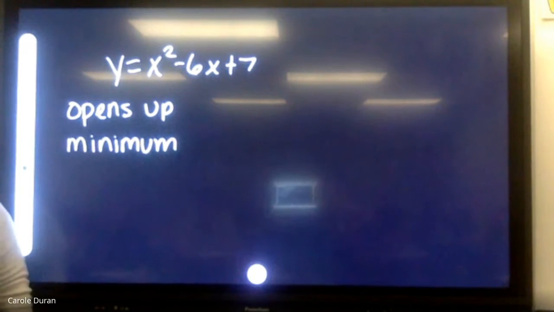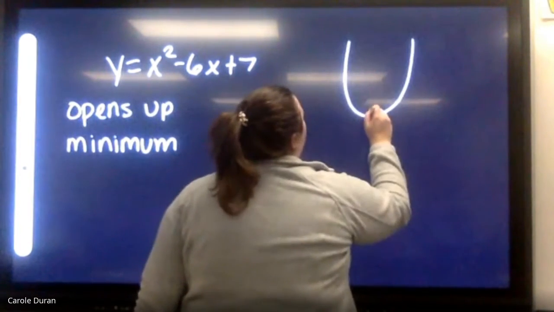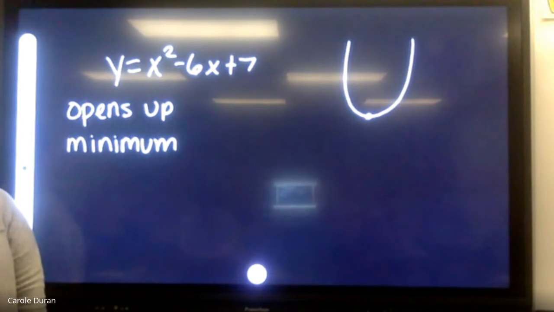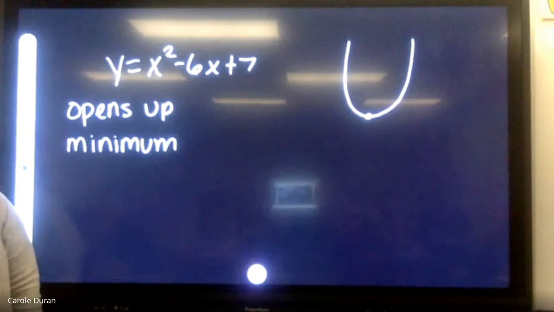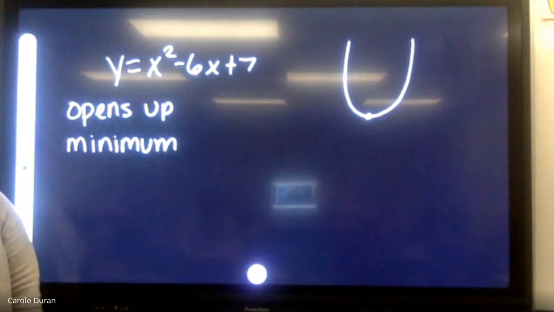Oh my goodness. Okay. So I identified whether it opens up or down, and I identified the minimum or the maximum. Now I'd like to find where the minimum occurs and at what y value. How do I do that? Different question. If I have a parabola that opens up like a cup, and that's my minimum, what else do I call that point on a parabola? The vertex. So I can actually find the vertex, and that will help me identify my minimum point. How do I find the vertex of a parabola with the equation like that?